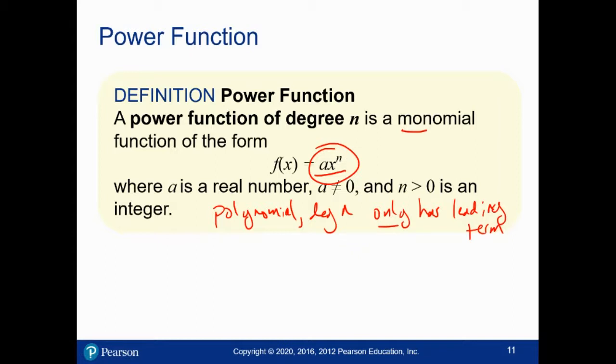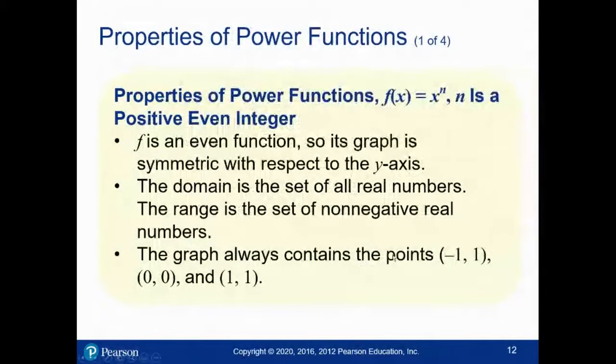Okay. So a power function of degree n is just a monomial that is a polynomial of degree n. We specify that a shouldn't be equal to 0. If I was multiplying by 0, then I'd really just have 0, and the x to the n didn't belong there. So a couple properties of power functions. We'll make our way through these properties.